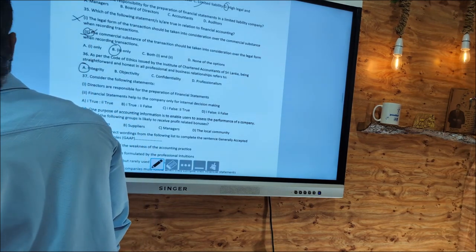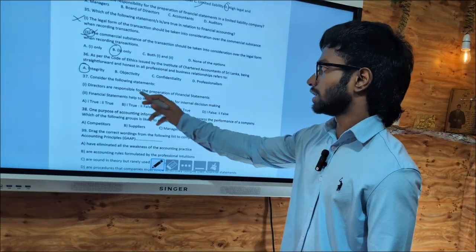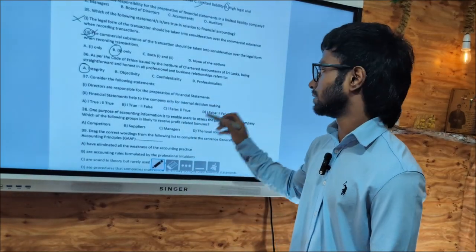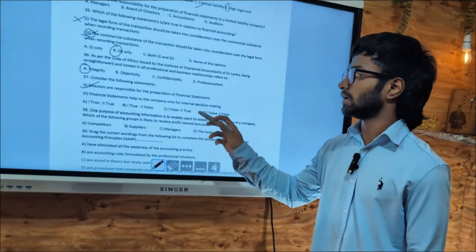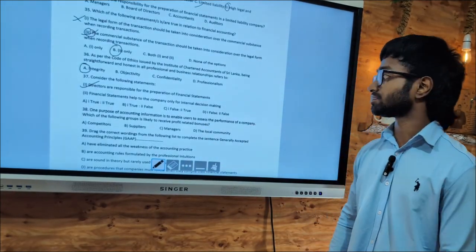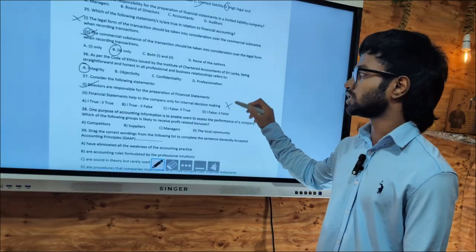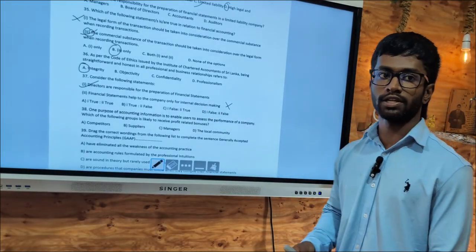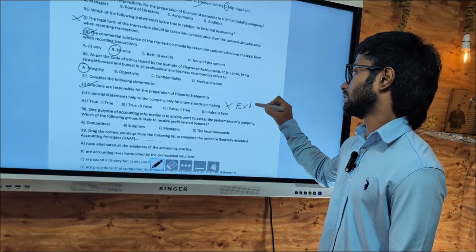So here, directors are responsible to prepare financial statements. That is correct. And financial statements help the company only for internal decision making. No, people outside also will take decisions, right? People outside the organization. So external also counts. Internal and external both.